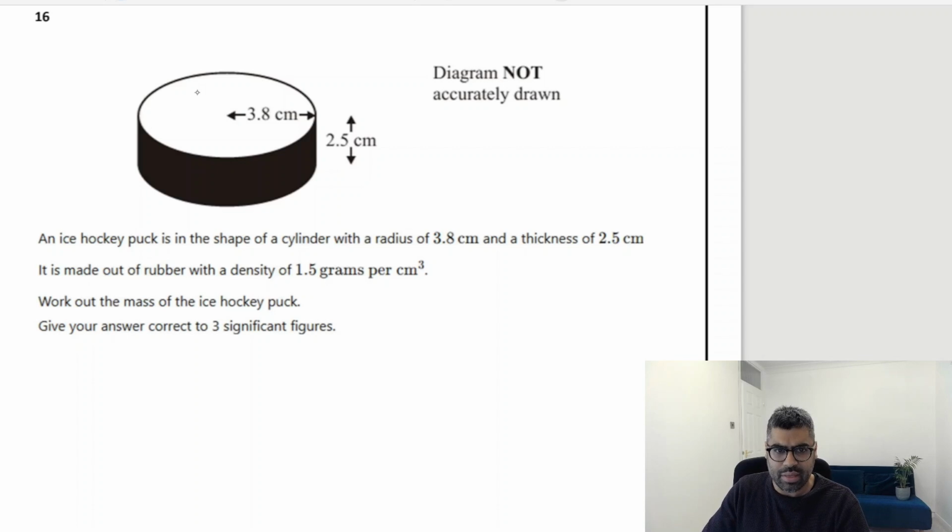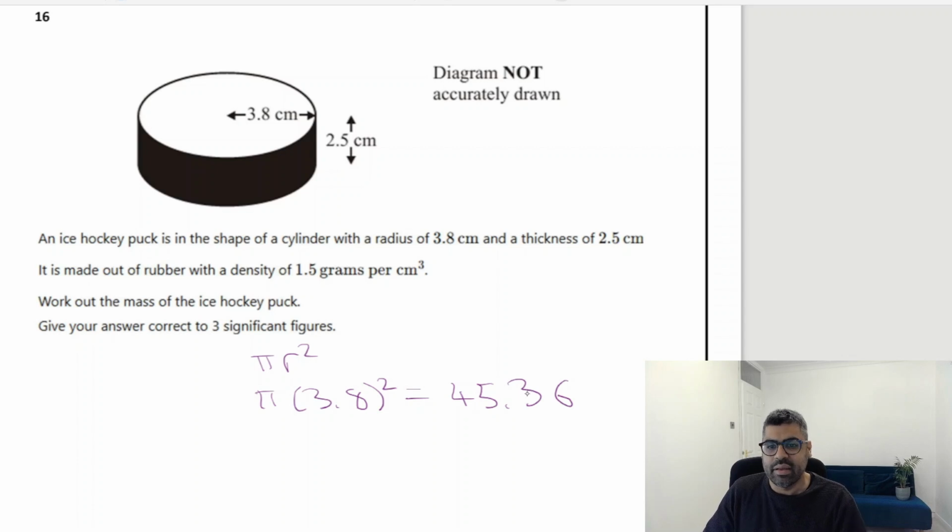In order to do that, we need to work out the area of this cross section. So to work out the area of the cross section, we simply work out the area of the circle. Area of a circle, we should all know, is pi r squared. So in this case, it's going to be pi times 3.8 squared, which gives you 45.36. You'll note that I've actually got this as more than 3 significant figures, and I'm using a larger degree of accuracy at the moment. At the end, I'll make sure it's within 3 significant figures.